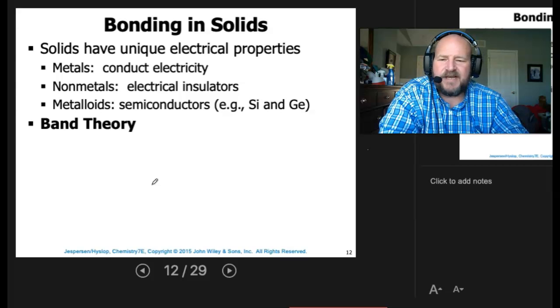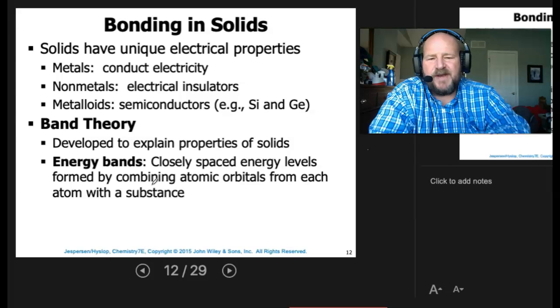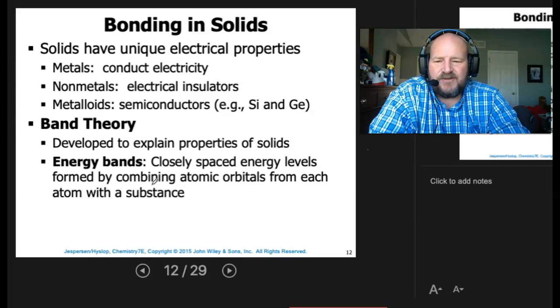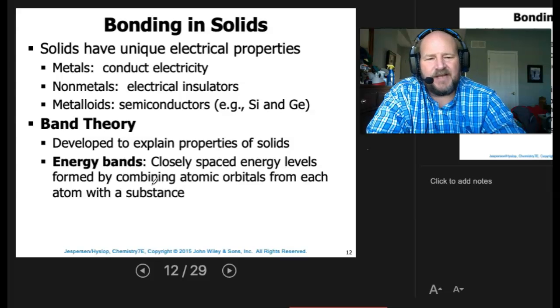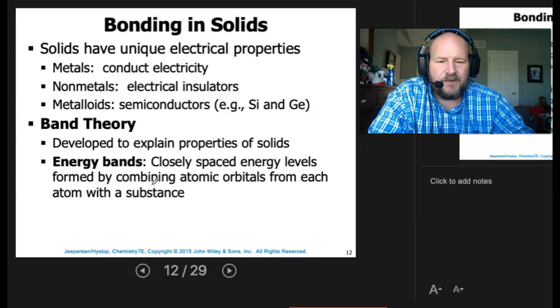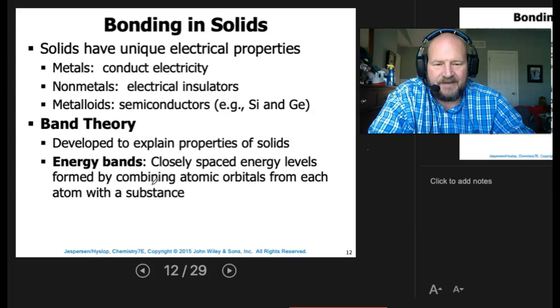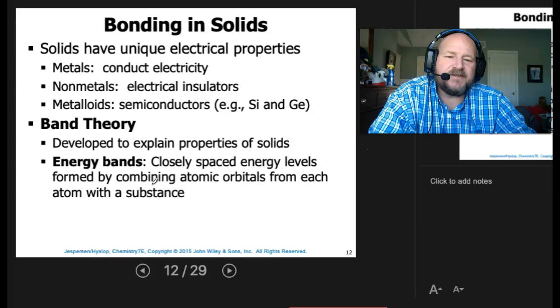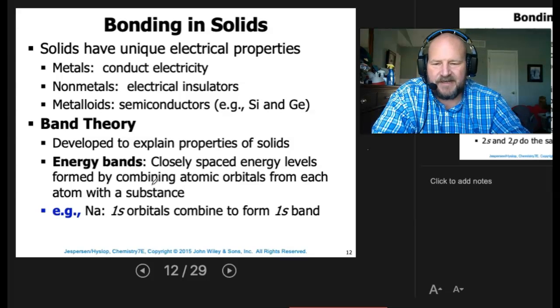Now, we want to take a look at band theory. Band theory was developed to explain the properties of solids. The energy bands themselves are closely spaced energy levels formed by combining atomic orbitals from each atom within a substance. Now remember, if you flash back a few slides, whenever we looked at MO theory, we only looked at diatomics, and it can get very complex if we start to look at all of the interactions, okay? And that's where we're leading into.